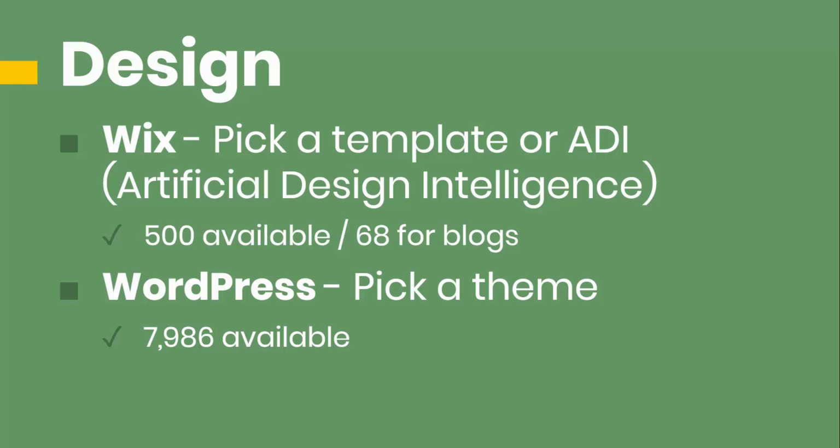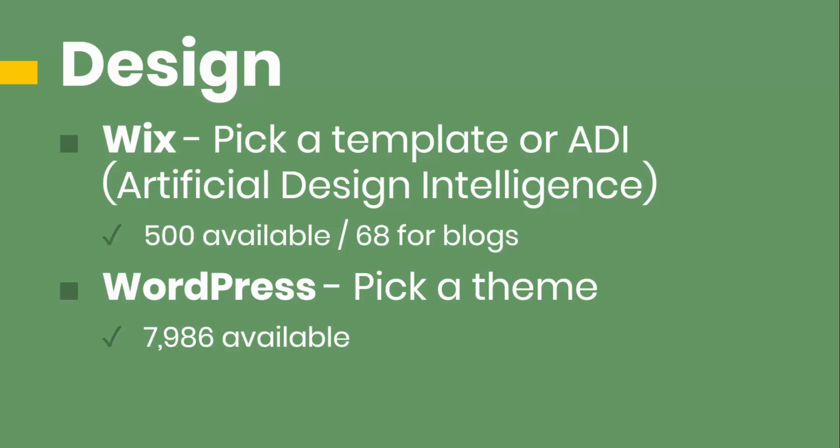Next up is the design. So we're going to jump into Wix in a second here, but Wix and WordPress operate fairly similarly. With Wix, you pick a template. According to their advertising, they had 500 templates available, or over 500. I don't know if they gave you a specific number. And I looked at the blog category, and it looks like they had 68 templates that were designed specifically for blogging. Now, I think through their app market, you can just add a blog onto any template.